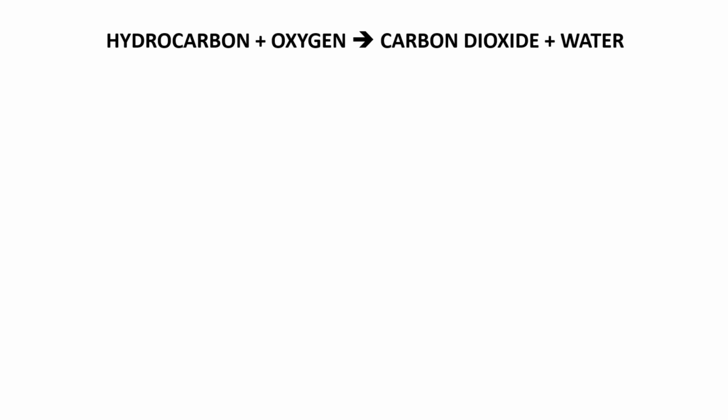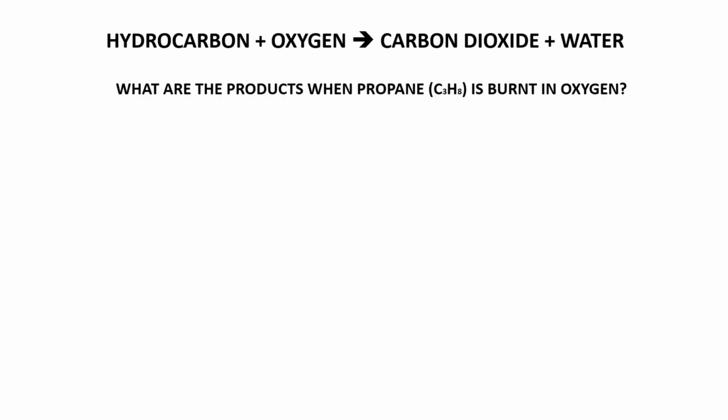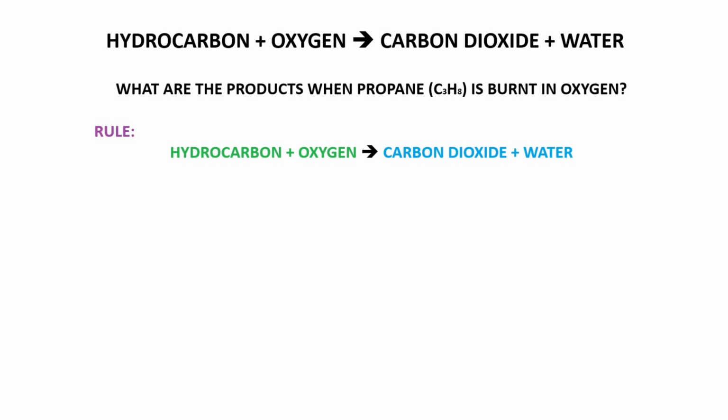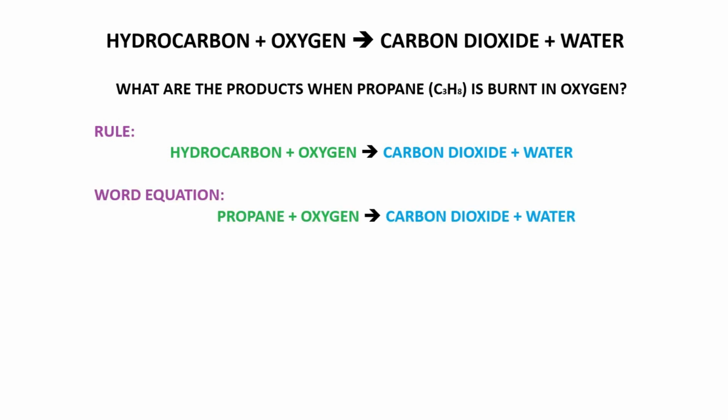So the rule is a hydrocarbon plus oxygen gives us carbon dioxide plus water. The question here is, what are the products formed when propane, which is C3H8, is burnt in oxygen? So we go back to the rule. Hydrocarbon plus oxygen gives us carbon dioxide plus water. The word equation is therefore propane plus oxygen gives us carbon dioxide plus water.